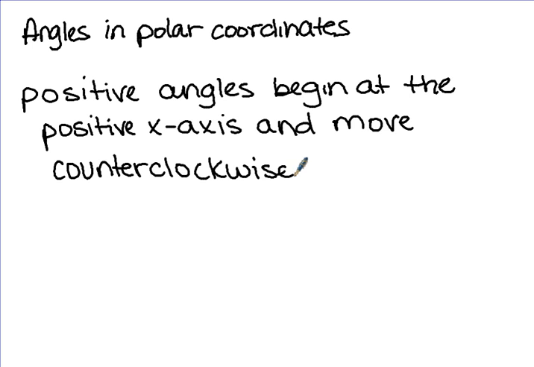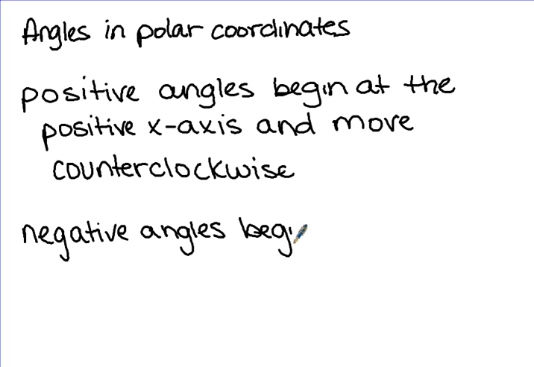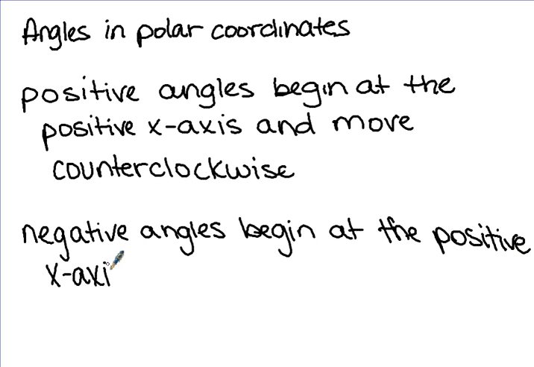Now we're going to be dealing with polar coordinates that give us negative angles. In order to find the negative angles, we still start at the positive x-axis, but instead of moving counterclockwise, we're going to be moving clockwise. So negative angles begin at the positive x-axis and move clockwise.